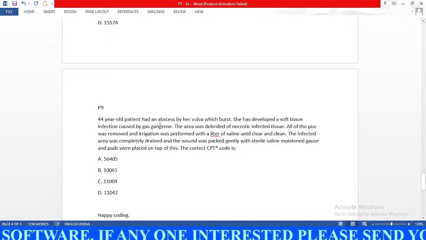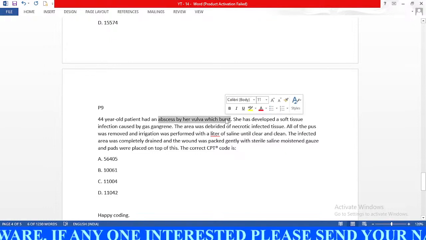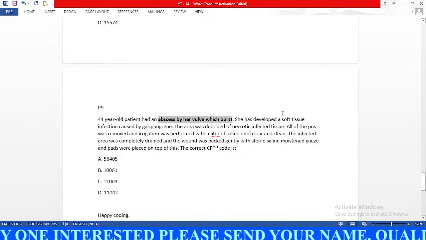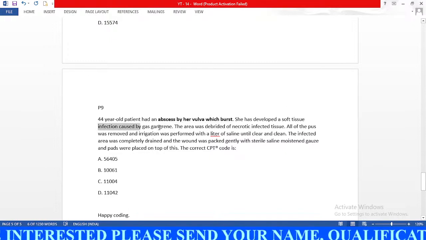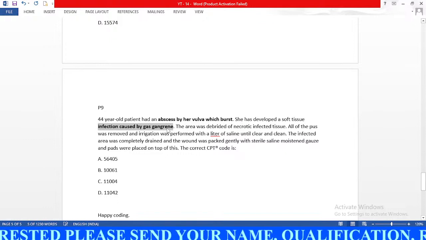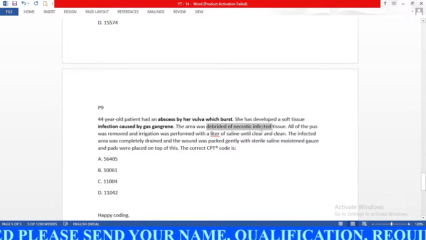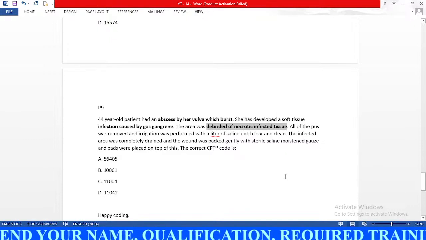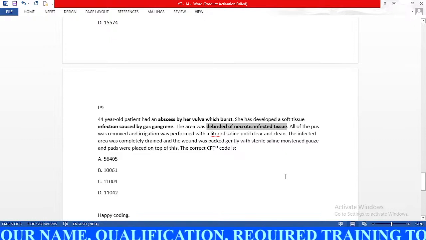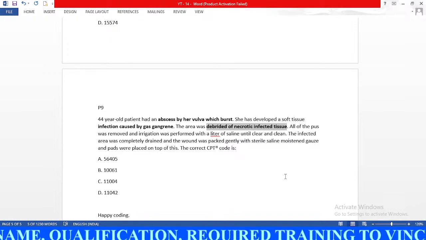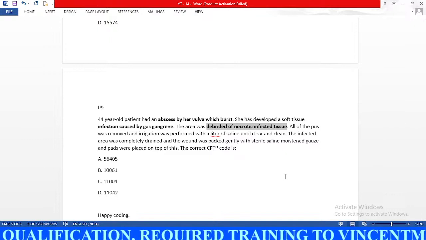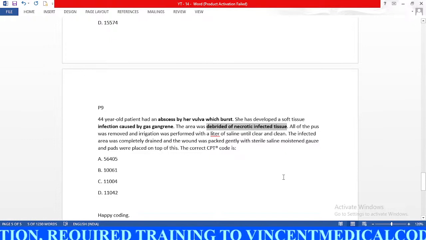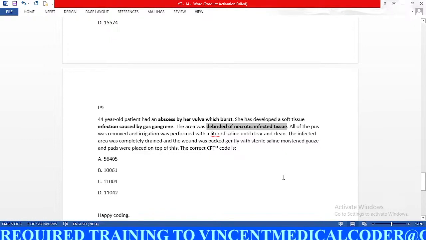So the patient had an abscess of the vulva which burst. Burst means it is already open now. She has developed a soft tissue infection caused by gas gangrene. Because of that, the area was debrided of necrotic infected tissue. All of the pus was removed and irrigation was performed with saline until clear and clean. The infected area was completely drained and the wound was packed gently with sterile saline-moistened gauze, and pads are placed on top of this. So basically two things we need to remember here.